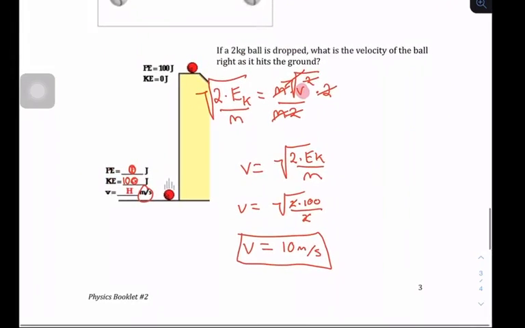So if we know the height and mass of an object, we can calculate its potential energy. We can then use that information to find out the object's velocity right as it's about to hit the ground, because right as it's about to hit the ground, it has 0 potential energy and all kinetic energy.